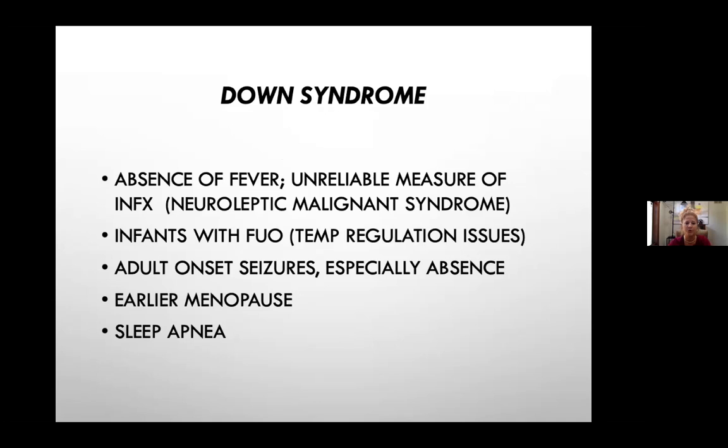Some individuals who are older, maybe in the transition age or adult range, could have an absence of fever or a lower fever than someone who does not have Down syndrome. So this can be an unreliable measure of infectious process. That's really important in the context of COVID for certain, but also just in general, even pre-COVID, if someone has an infectious process and they don't have the same level of fever or the change in vital signs, then we want to be looking for other signs and symptoms to get to that diagnosis as quickly as possible.